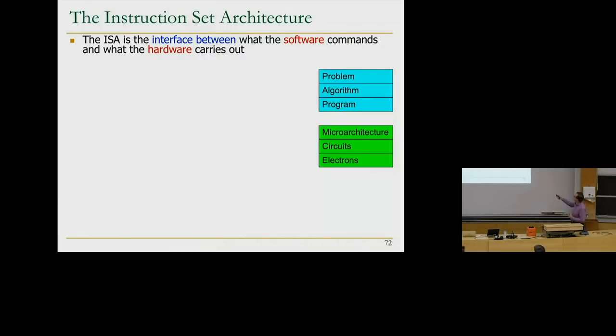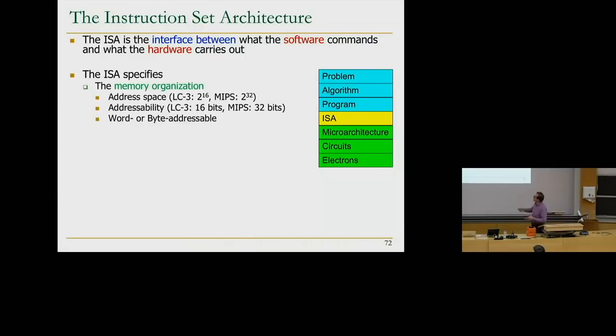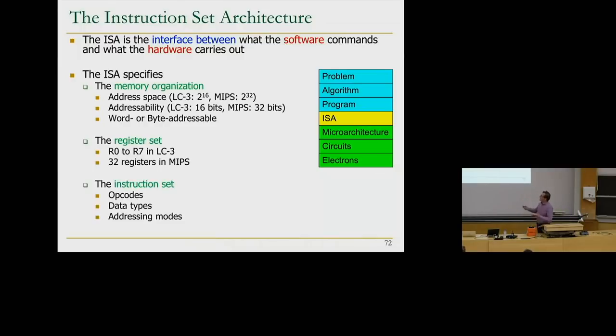And we've seen a lot of microarchitectural logic over here. Now we're going to link it. Actually, we've linked it, but now we're going to make it a little bit more formal. So it specifies the memory organization, which we've covered: address space, addressability, word or byte addressable. That's part of the ISA. It specifies how many registers you have. The programmer needs to know that. It specifies what the instructions are, what the opcodes are, what the data types are, what the addressing modes are. Basically, everything is specified so that the programmer can write the program that the hardware is going to execute.